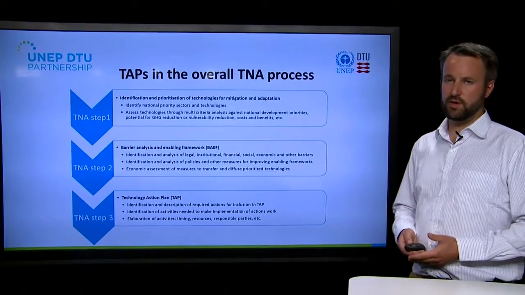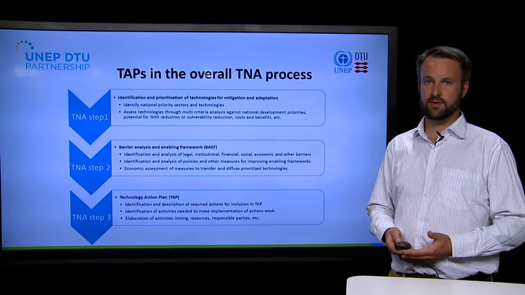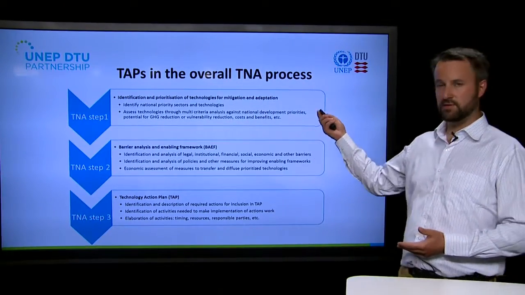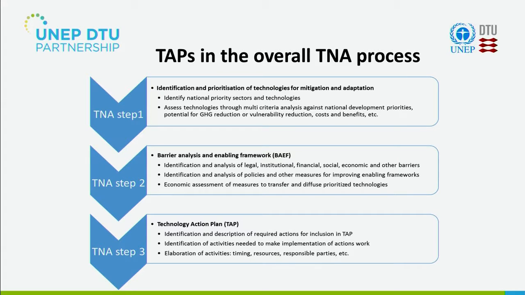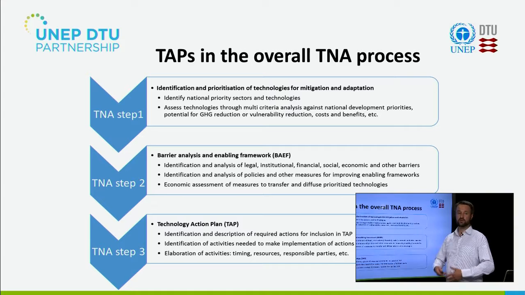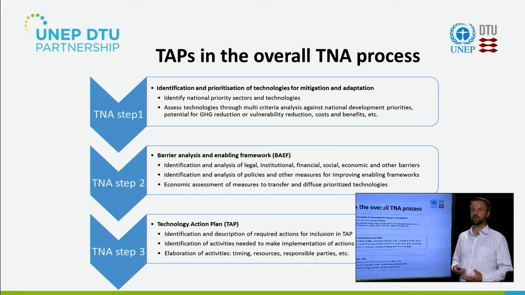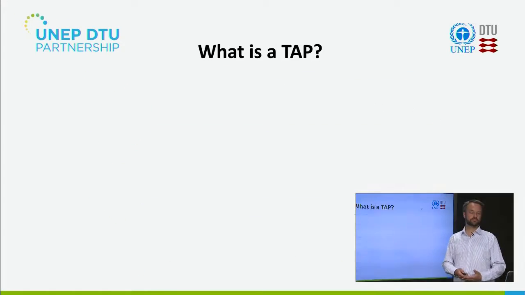So by now you'll be very familiar with these three steps in the TNA project. The first two steps have been completed by now. Step one is the prioritization. Step two is the barrier analysis and enabling framework. And finally, we are here now at step three for the technology action plan. So just to remind ourselves where we are in the overall process.